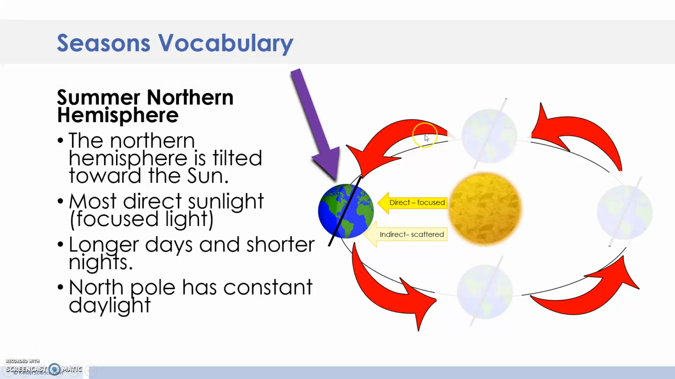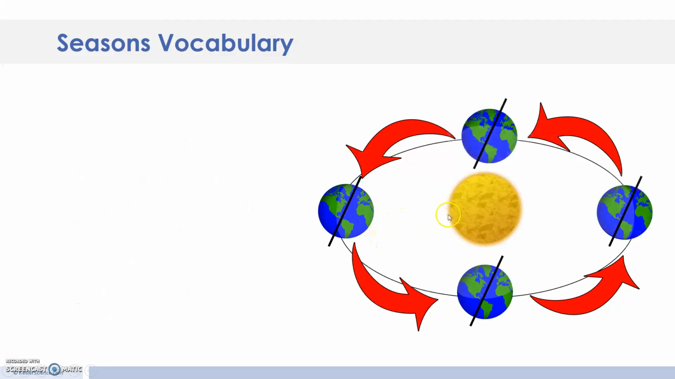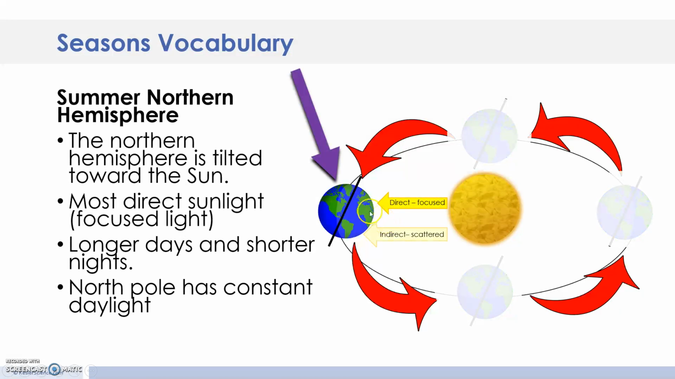And actually, the North Pole, right up here at the top of the axis, is always facing the sun. It never gets a chance to turn around, because as the Earth spins like this on its axis, the North Pole is still always facing the sun. So it actually has constant daylight. There's never a time when it's dark at night. They still sleep, and there's still a time when it's technically nighttime, but they still have daylight.